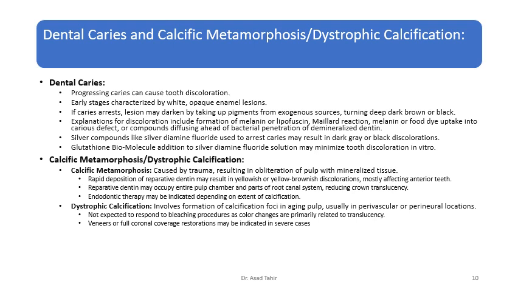Silver compounds like silver diamine fluoride used to arrest caries may result in dark gray or black discolorations. Addition of the glutathione biomolecule to the silver diamine fluoride solution may minimize tooth discoloration in vitro.